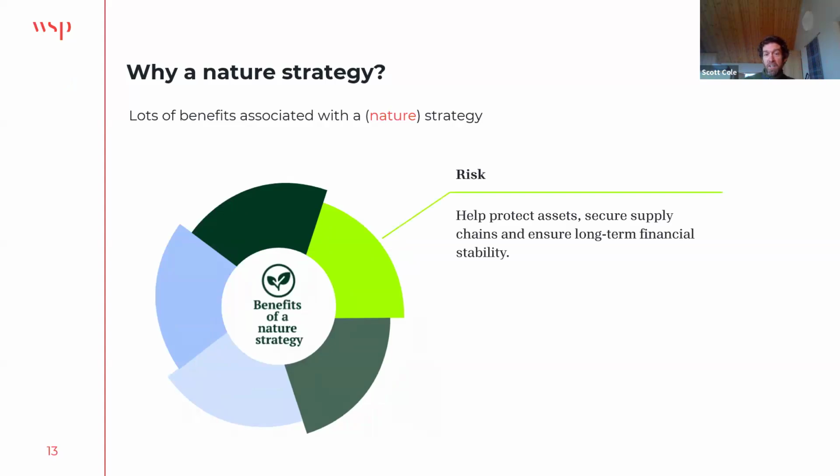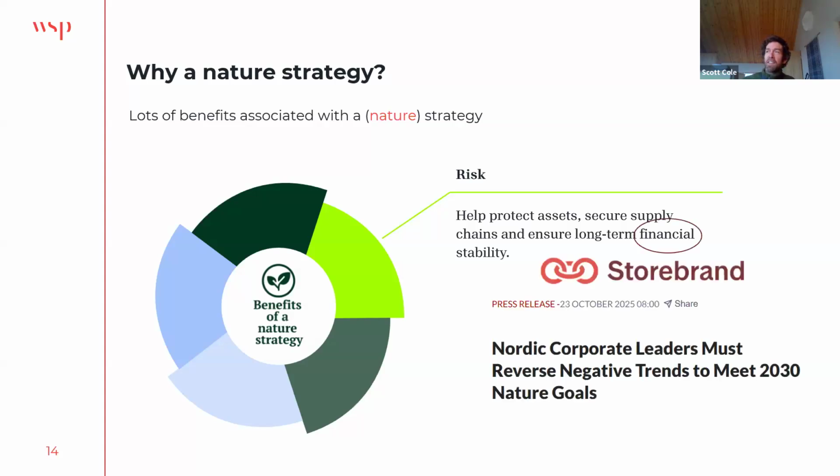If we zoom in on risk itself, as I've been mentioning, a nature strategy is a way of reducing risk. It helps to protect assets and secure supply chains, which are a very large source of risk today for many companies. But risk in this sense could also mean access to financial markets, to your ability to grow as a company.